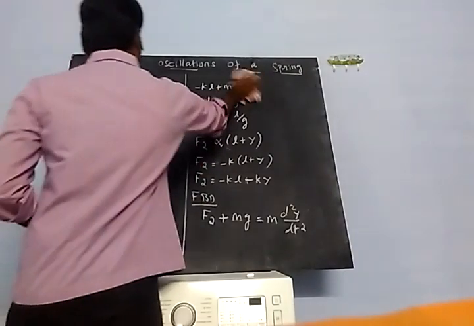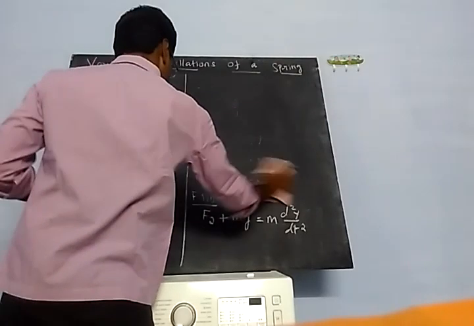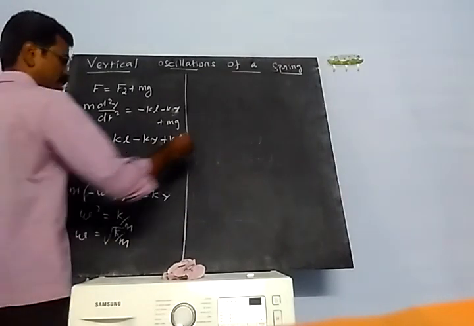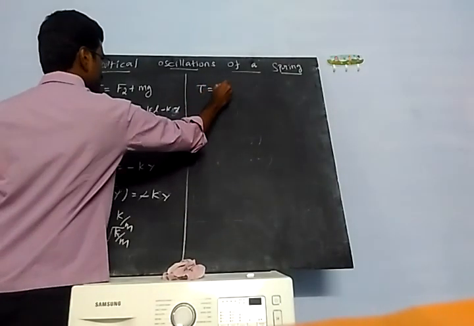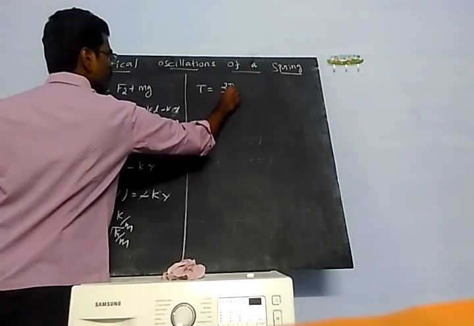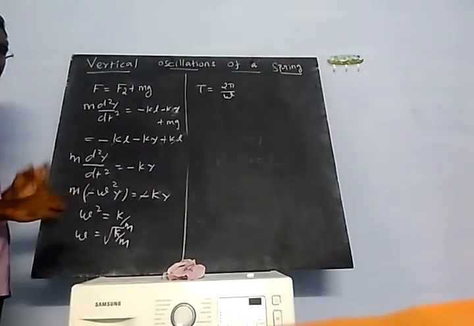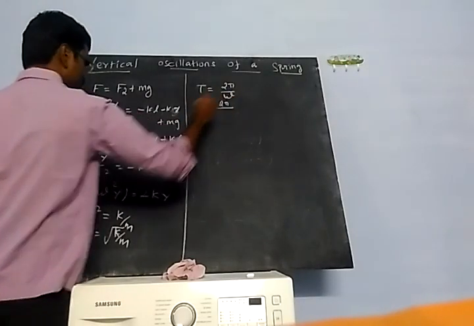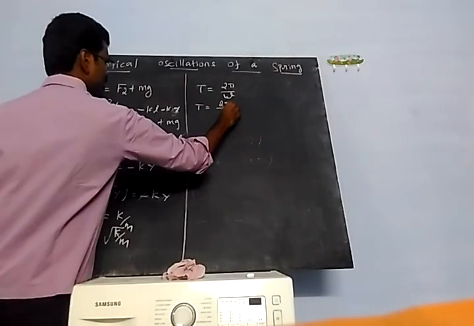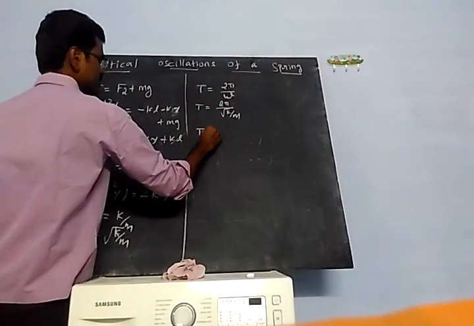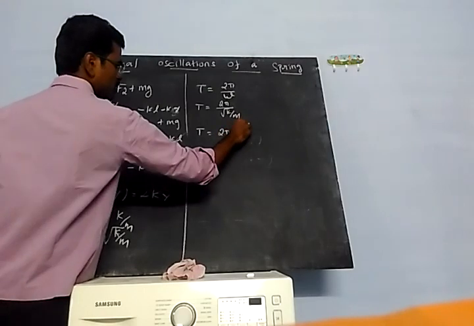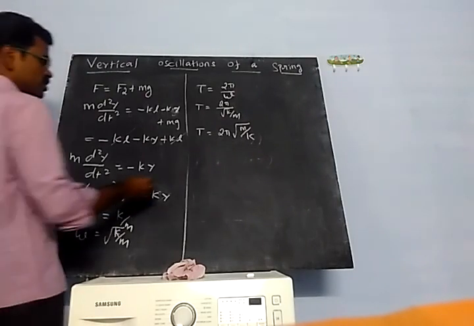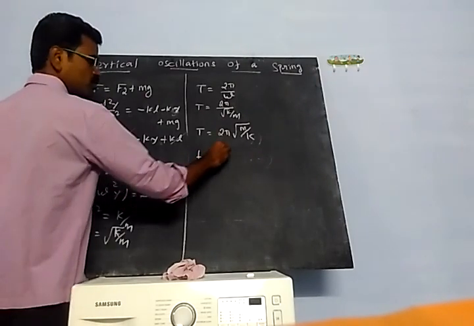Now you can calculate the time period. What is the formula for time period? Time period T is equal to 2 pi by omega. Then T is equal to 2 pi divided by square root of k by m. Then T is equal to 2 pi square root of m by k. Then next you can calculate the frequency. So f is equal to 1 by T.